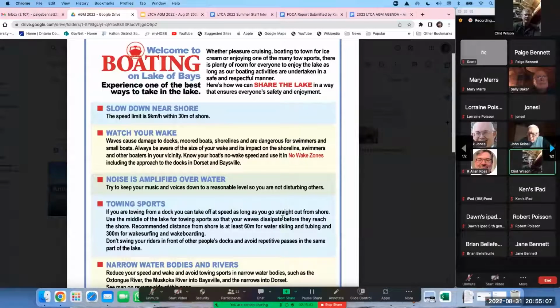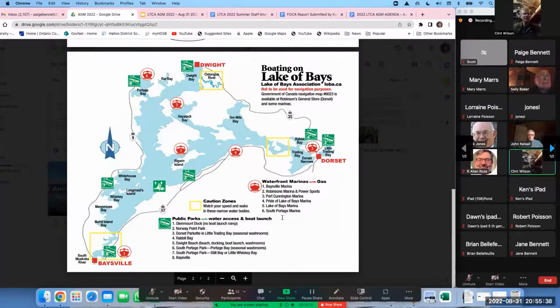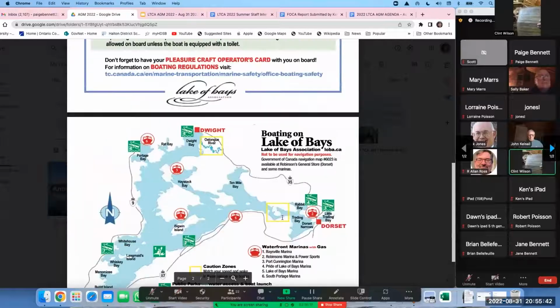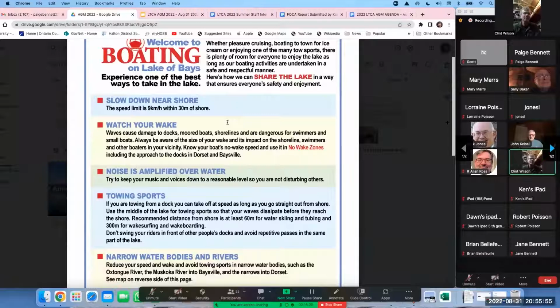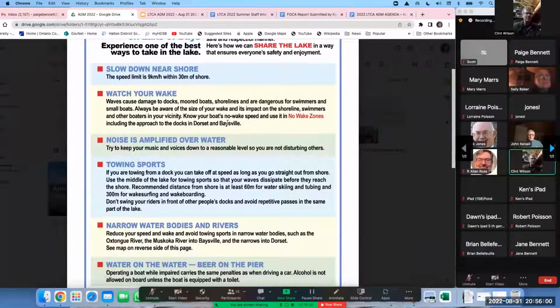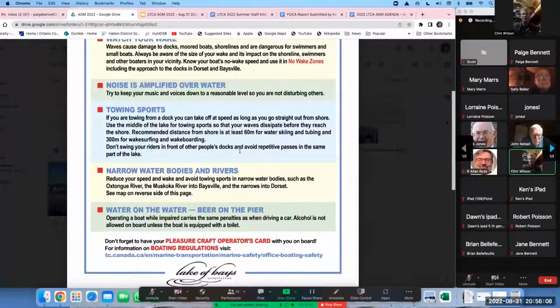But I retired about a year ago and built a house just outside of Huntsville, and we're near Lake of Bays, and there's a boat launch that I can use a few kilometers down the road. What I noticed is Lake of Bays had a little brochure station with a map of the lake on one side, which has a qualifier not to use for navigation, but basically all the names of places where you can get fuel, where there are boat launches, and on the other side, a welcome to boating with all kinds of good education in terms of boating behavior, right? Slow down near shore. The fact that there is a provincial speed limit of 9 kilometers an hour within 30 meters of shore, watching your wake, things like narrow water bodies and rivers, reducing your speed and wake and all of that stuff, right? But it would be pretty inexpensive to put together our own version of this.